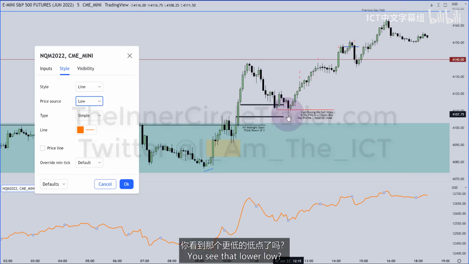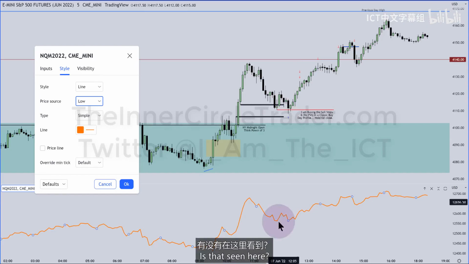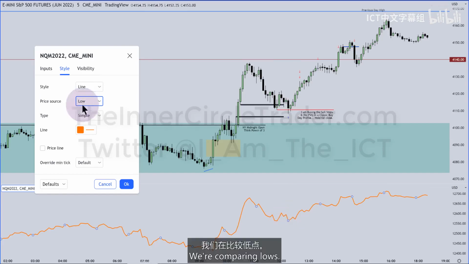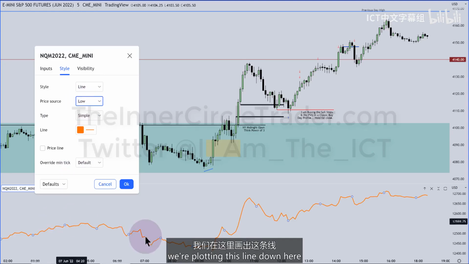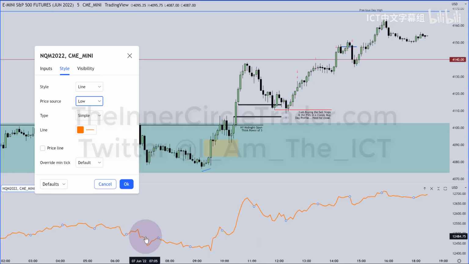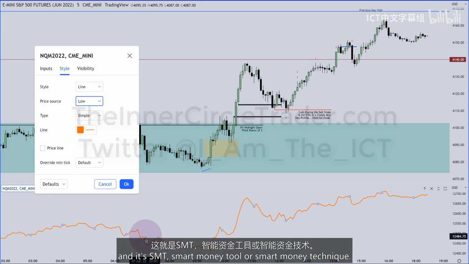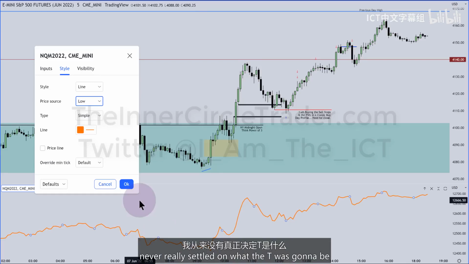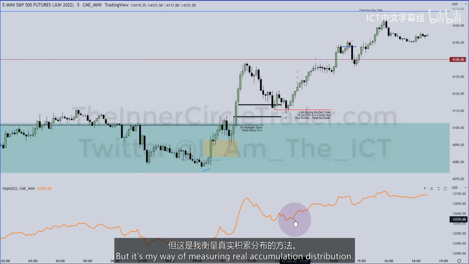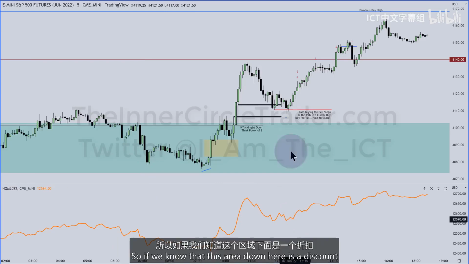This low versus this low. You see that lower low? Is that seen here? Low, higher low. We're comparing lows. So when we're bullish, we're plotting this line down here as a compare and contrast tool. And it's SMT, Smart Money Tool or Smart Money Technique. I never really settled on what the T was going to be, so that's why I always say it like that. But it's my way of measuring real accumulation distribution.